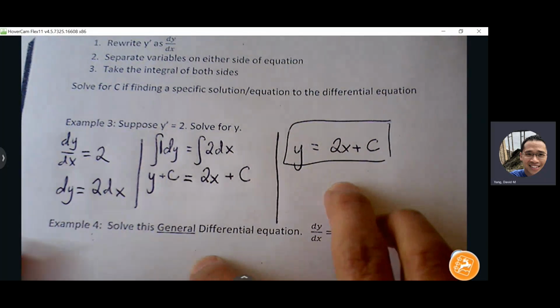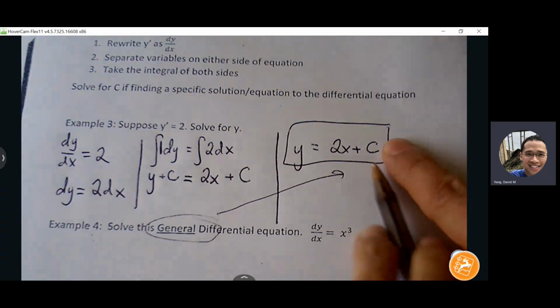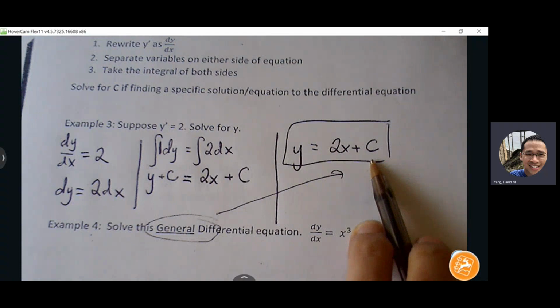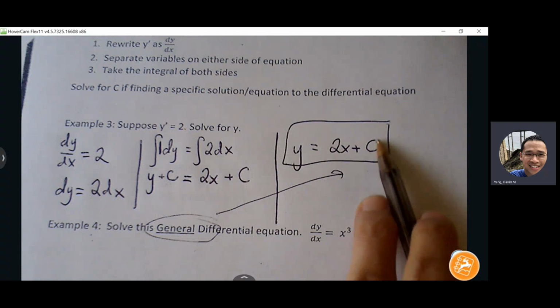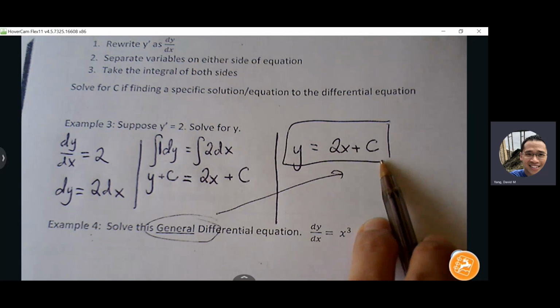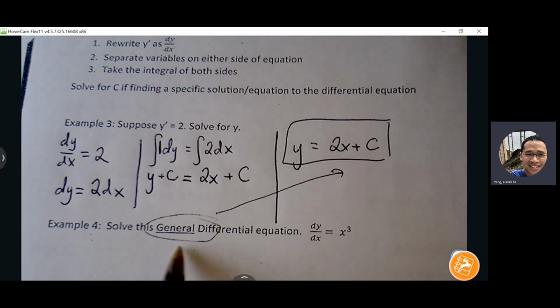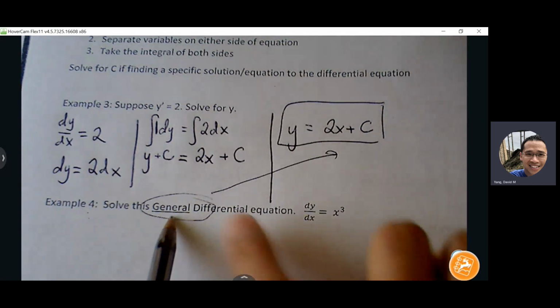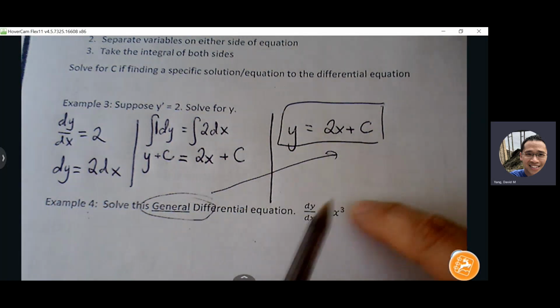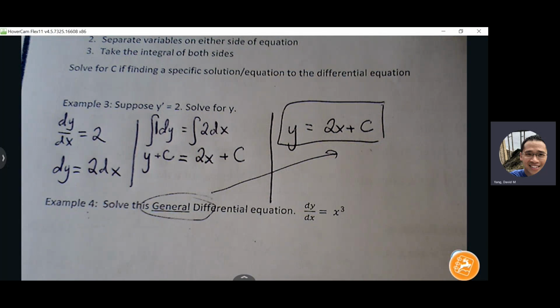So this is also what we call a general equation. It's called a general equation because it's not a specific function that you can graph, right? It's a family of functions. 2x plus c is going to be all these linear graphs that have a slope of 2, but they may all have different y-intercepts. So if the problem asks you for a general differential equation, whatever you do, you're going to just leave that plus c, and that's enough for your answer.